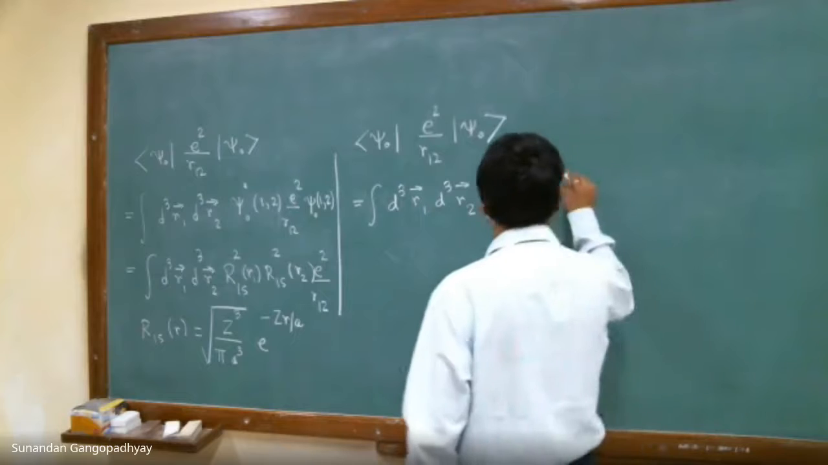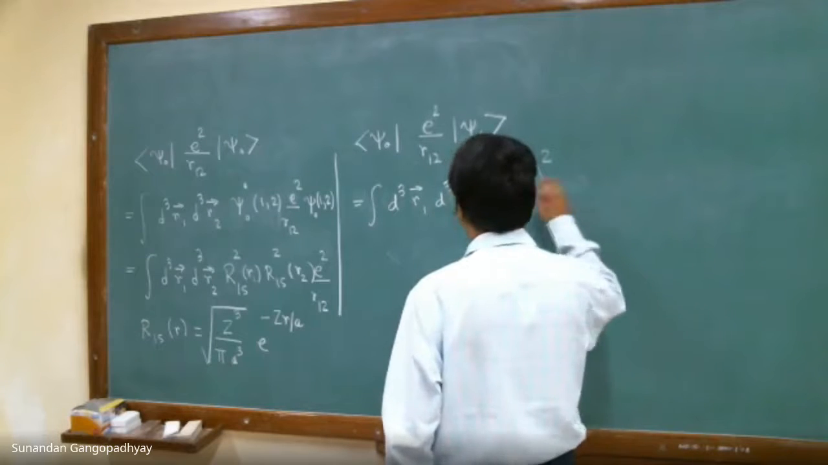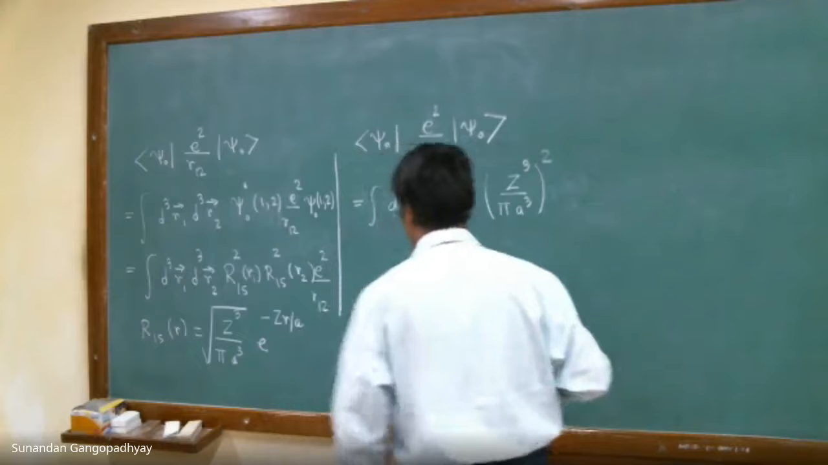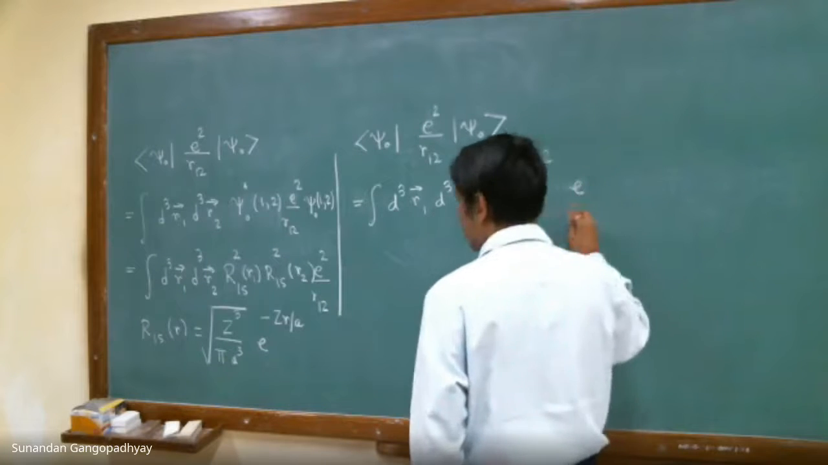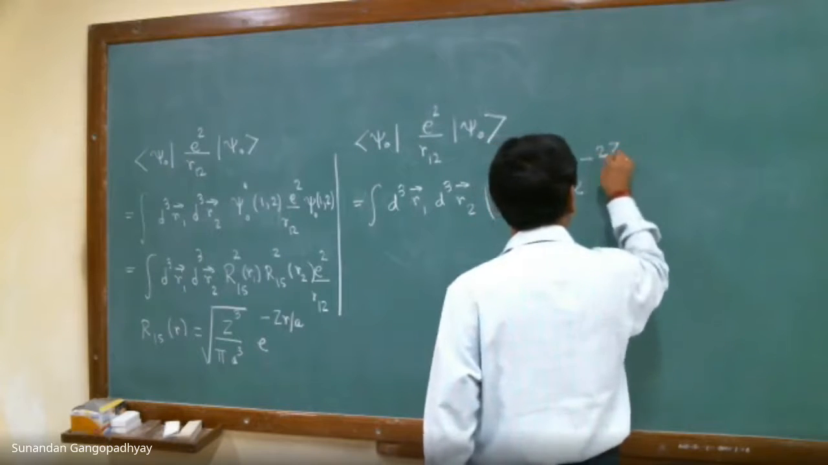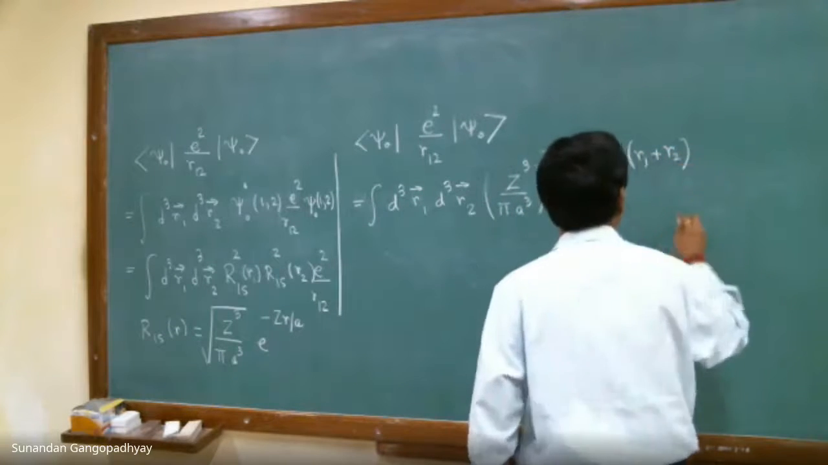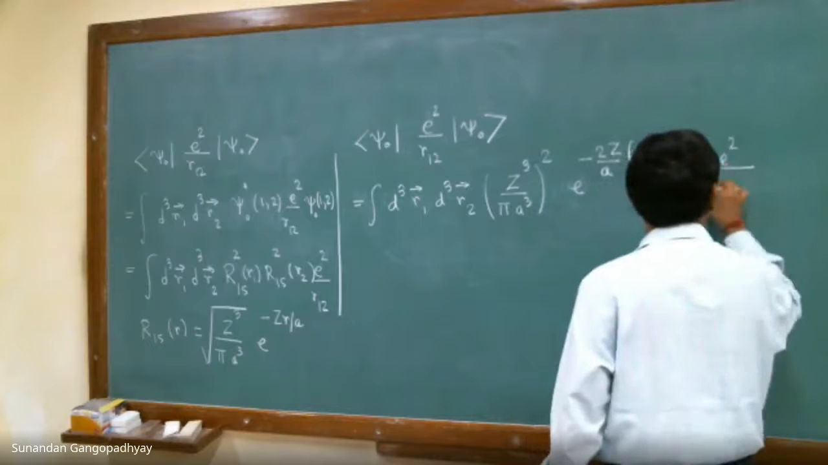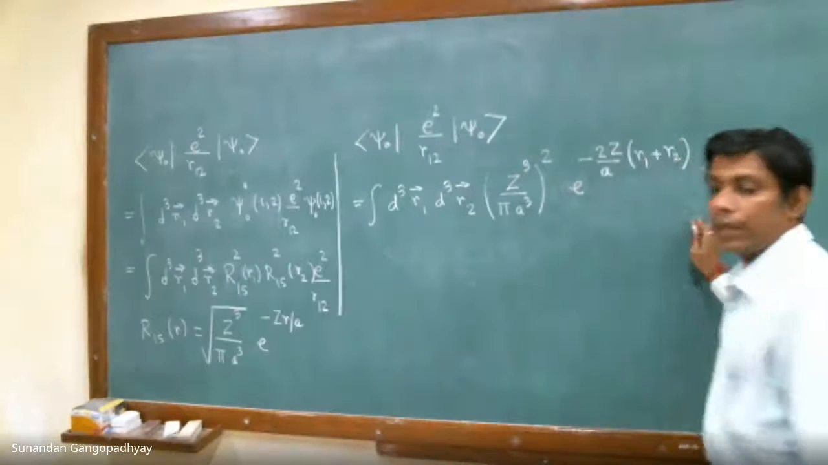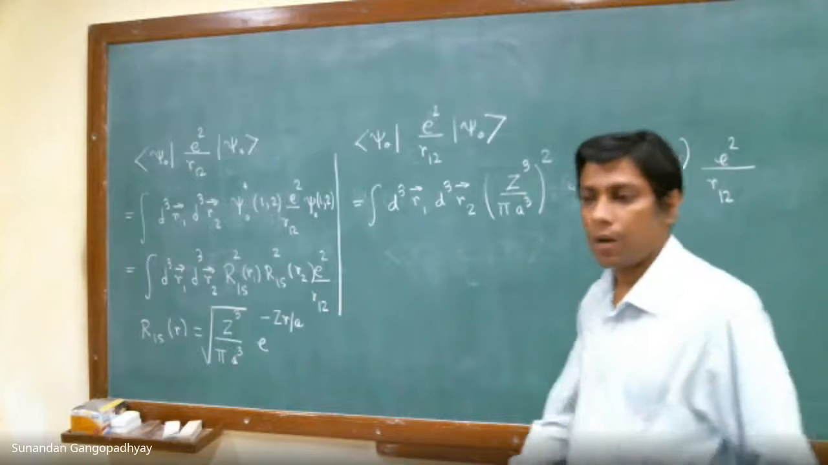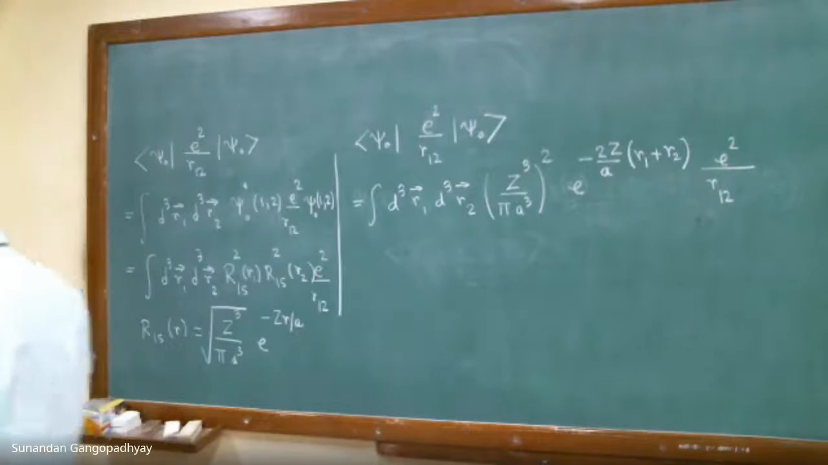Okay. And then we need to put in this value. So if you put in that value, you will get minus 2Z by a (r1 plus r2), and then we have e square by r12, which you know is basically the modulus of r1 vector minus r2 vector. So this is what we have. Now you see that we need to calculate this.